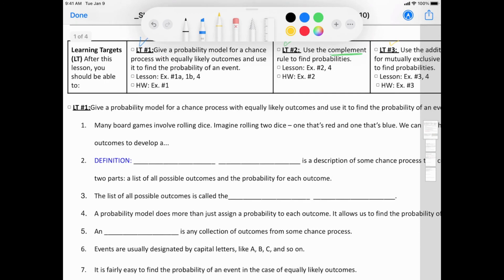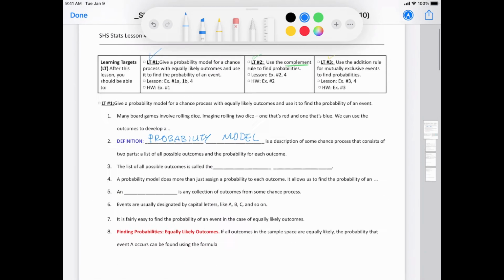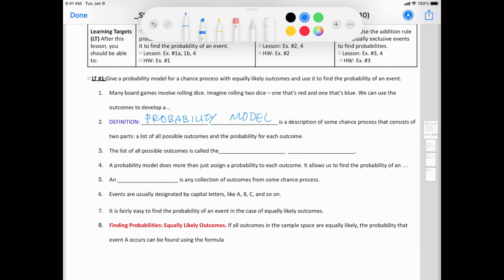All right, let's do learning target number 1. Many board games involve rolling dice. Imagine rolling 2 dice, one that's red and one that's blue. We can use the outcomes to develop something they call a probability model. It is a description of some chance process that consists of 2 parts: a list of all the outcomes and the probability of each outcome.